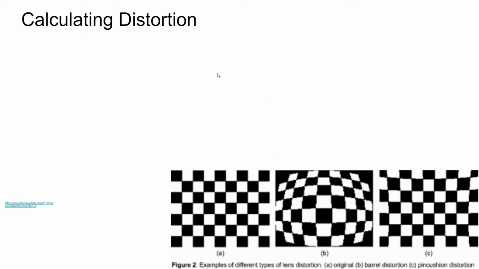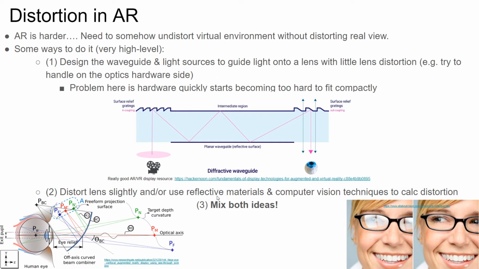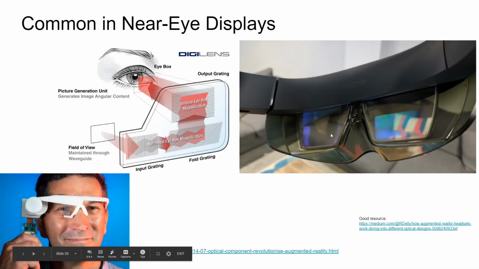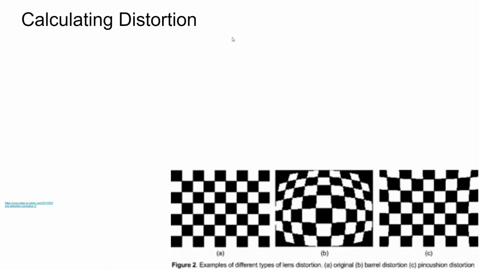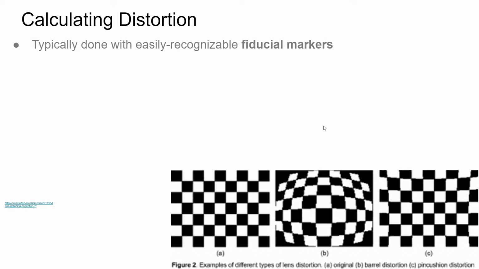So how do you handle the distortion itself? Because remember that we try to use both ideas. And if we use both ideas, then we have to deal with distortion one way or another. So how do we actually handle this lens distortion problem? Typically, we do this with markers.